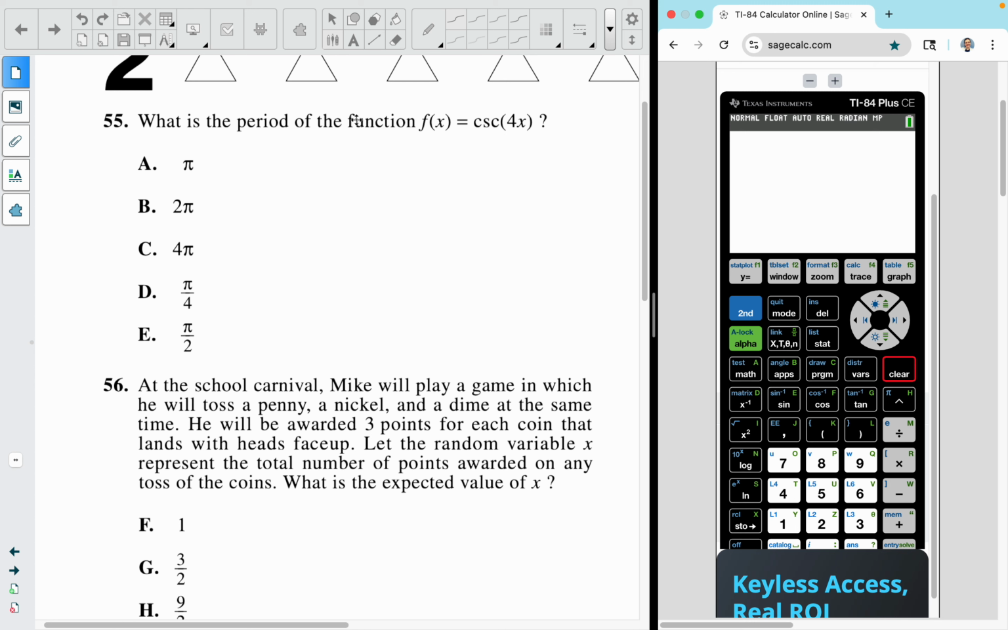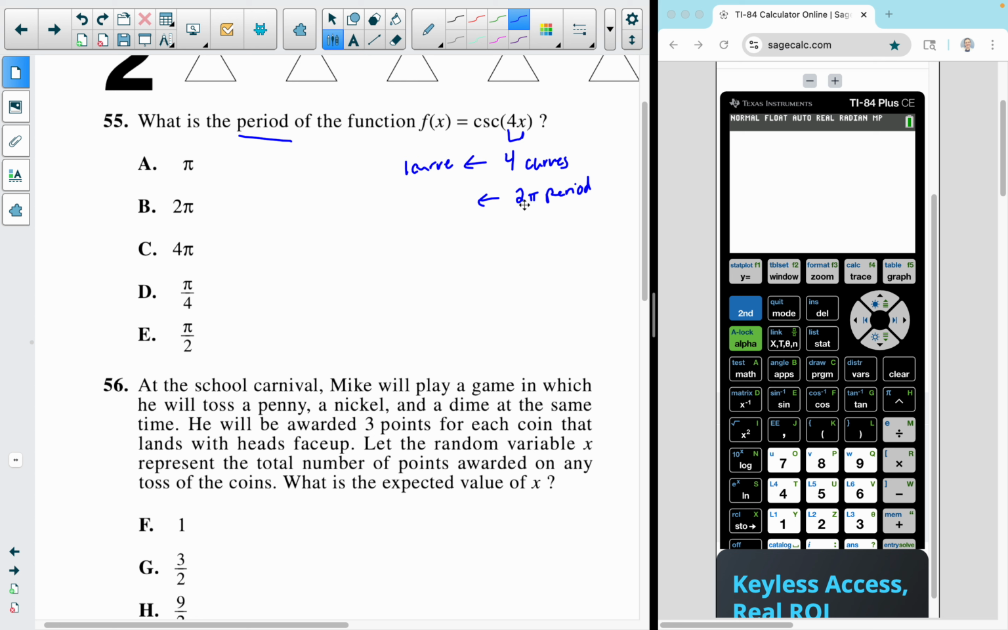Question 55, what is the period of the function f of x equals cosecant of 4x? So the period is asking about the inside. There are 4 times that you can draw a curve, so there are 4 curves inside of a 2 pi period. So if I can draw 4 full curves in 2 pi, the question is really asking, how long does it take to go to only 1 curve?